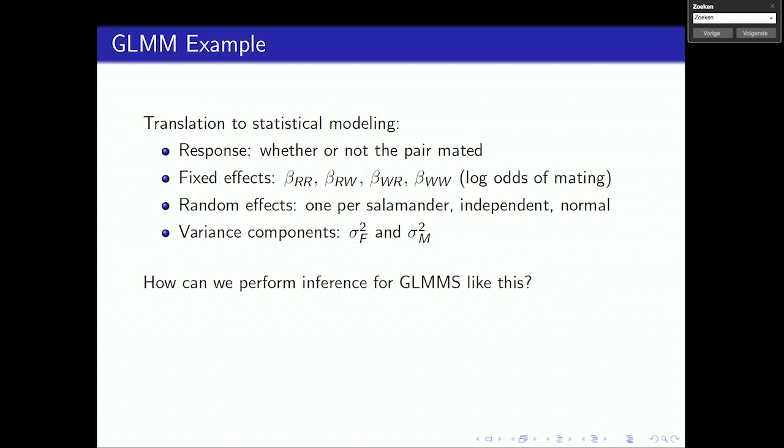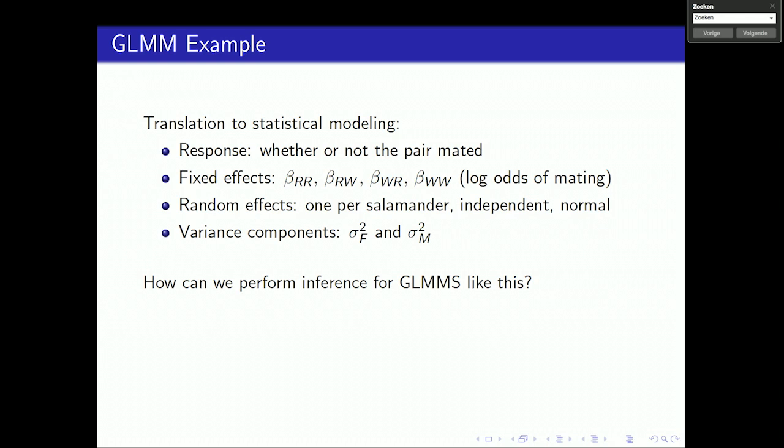All right, then for the random effects, we said we have 1 random effect per salamander. All of those are independent of each other, normally distributed, and they have mean 0. And then finally, the variance components. Remember, variance components are the variances of those random effects. In the model that's commonly used for this data set, we're going to assume that we have a variance component for the female salamanders and then a different variance component for the male salamanders. All right, so now we hopefully understand what the research question is and what our statistical model would look like.